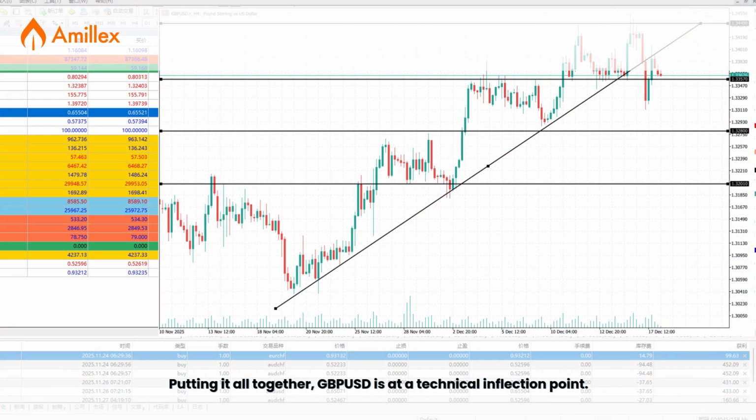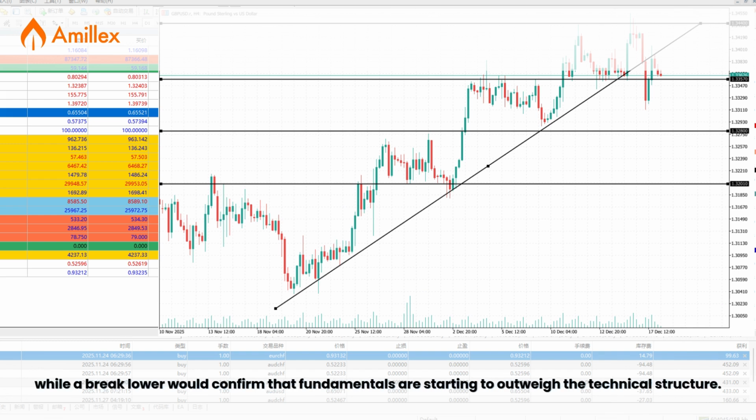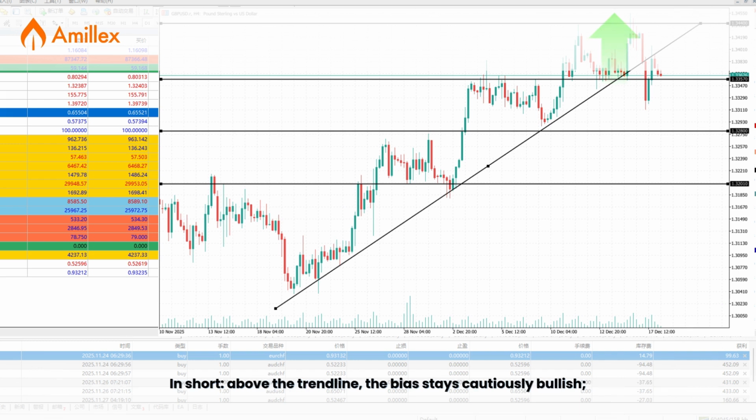Putting it all together, GBPUSD is at a technical inflection point. Bulls need to defend the rising trendline to maintain the uptrend, while a break lower would confirm that fundamentals are starting to outweigh the technical structure. In short, above the trendline, the bias stays cautiously bullish. Below it, expect a deeper corrective move. That's the key setup to watch.